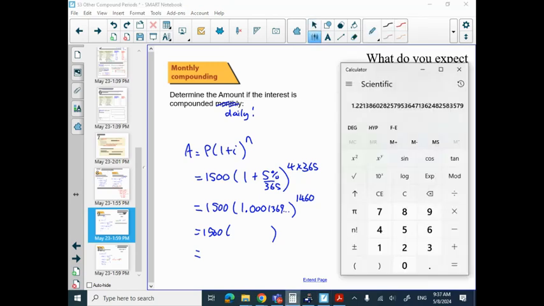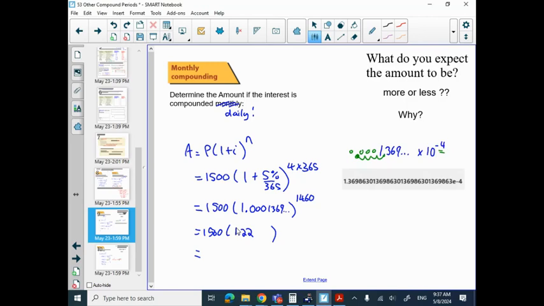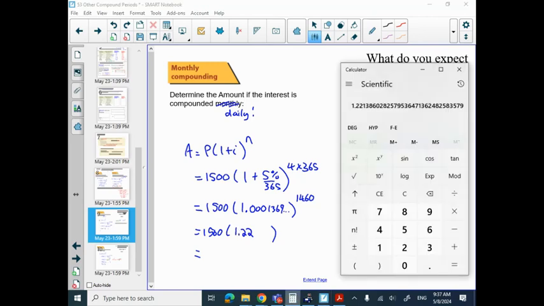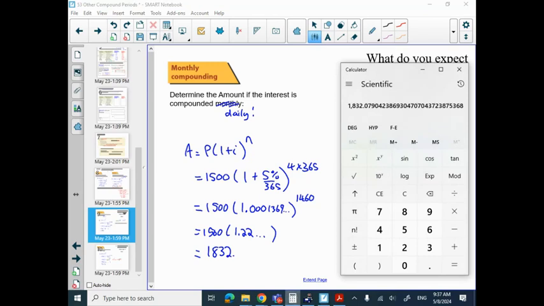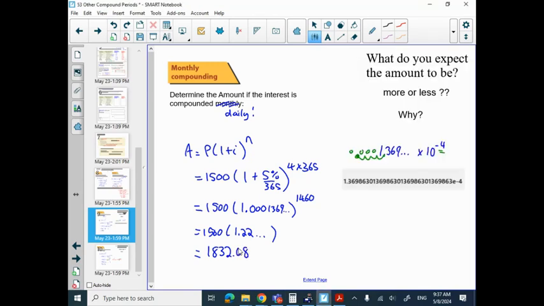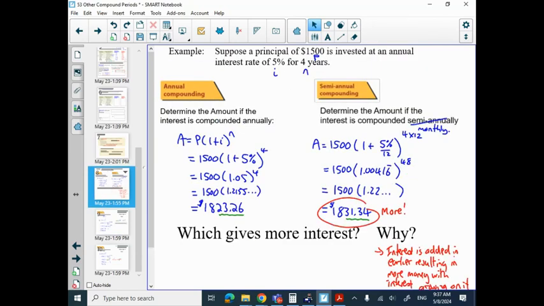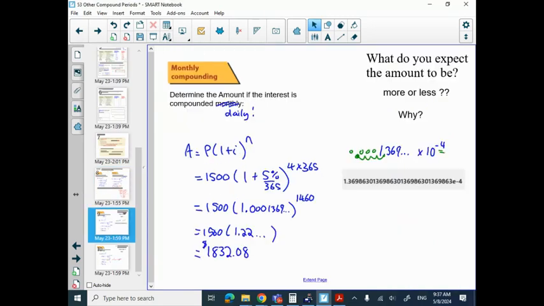So 1.22, I'll just say... And that number times 1,500. Definitely start the car and run if they're going to give you that much money. This one's 1,832 and 8 cents. Okay, so $32.08 versus when we compounded monthly, we had 31.34. So we're not investing a large amount of money, so it's not gonna grow to be huge numbers.